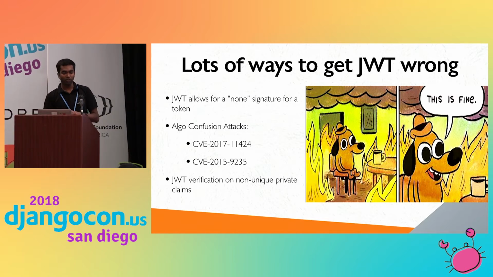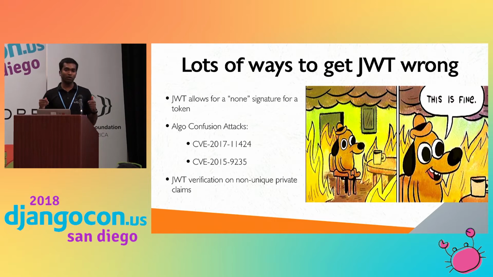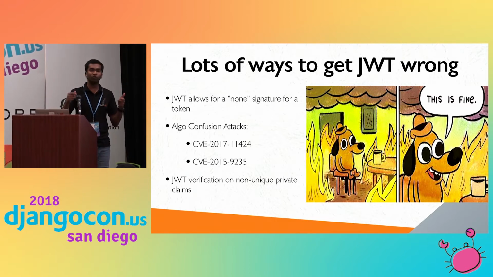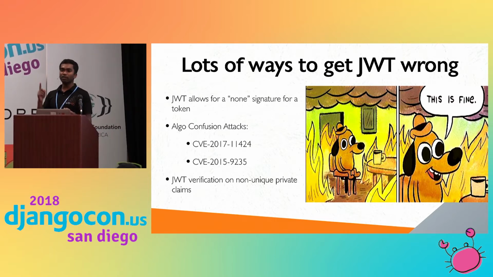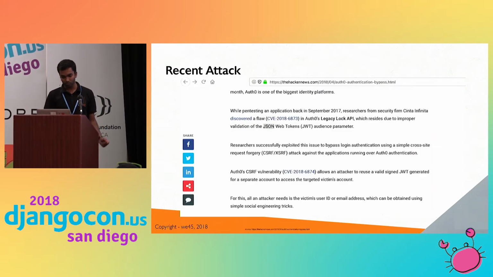Next one is unique private claims. For example, you should validate the JWT based on some unique IDs, like email IDs or unique IDs. You should validate based on that.